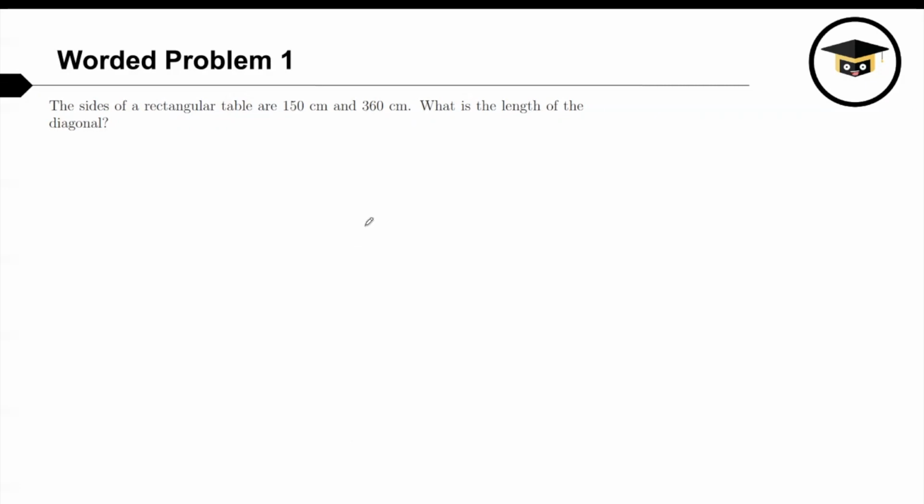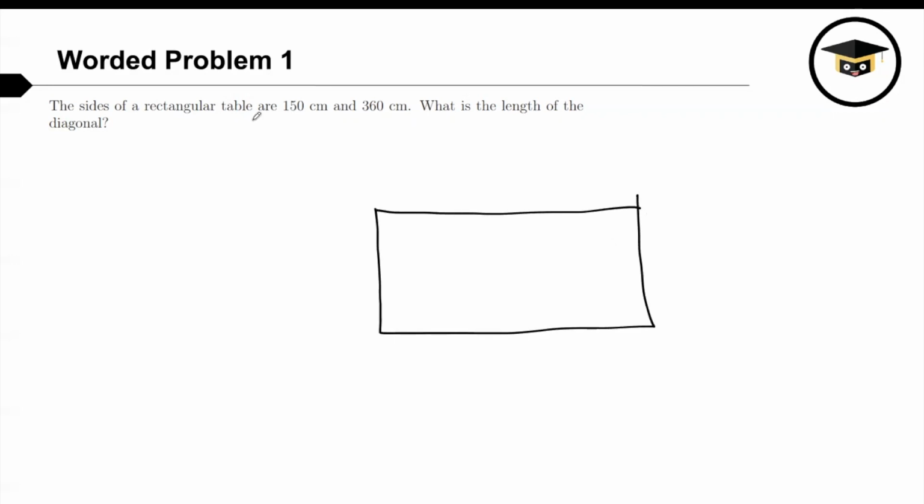So the first part of this is we have a rectangular table. So I would start off by drawing a rectangular table. So we have a rectangle. Now we've been told that one side is 150 centimeters. So let's write that as our shorter side, 150 centimeters. And 360 centimeters is the length of our other side. So 360 centimeters. Now the question is, what is the length of our diagonal?